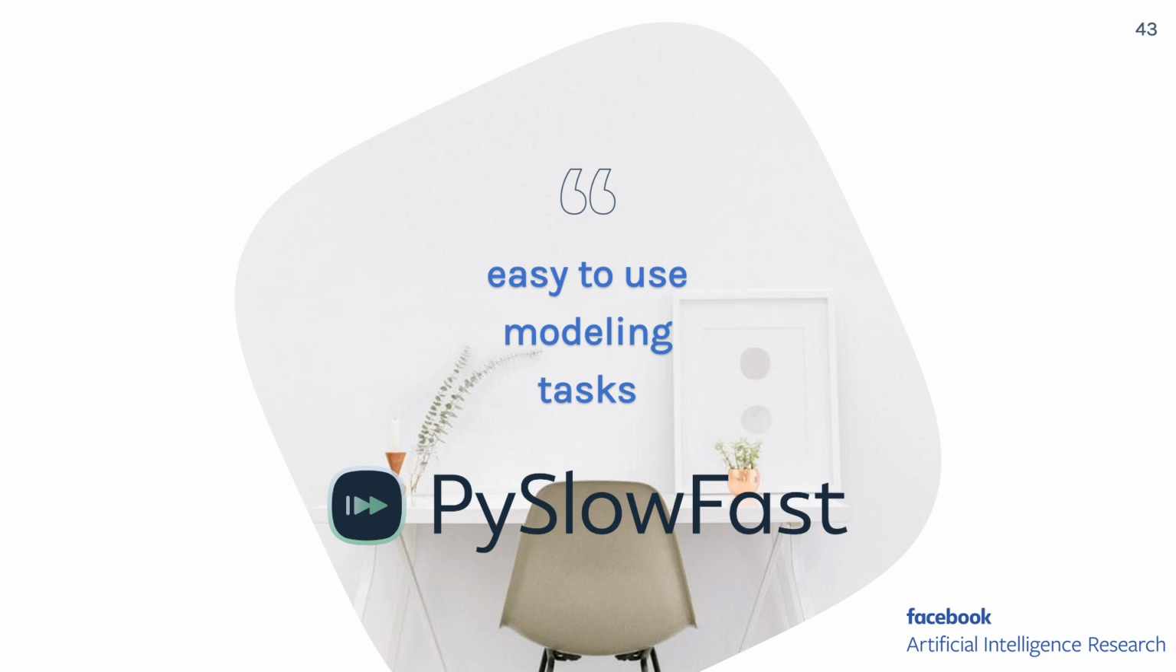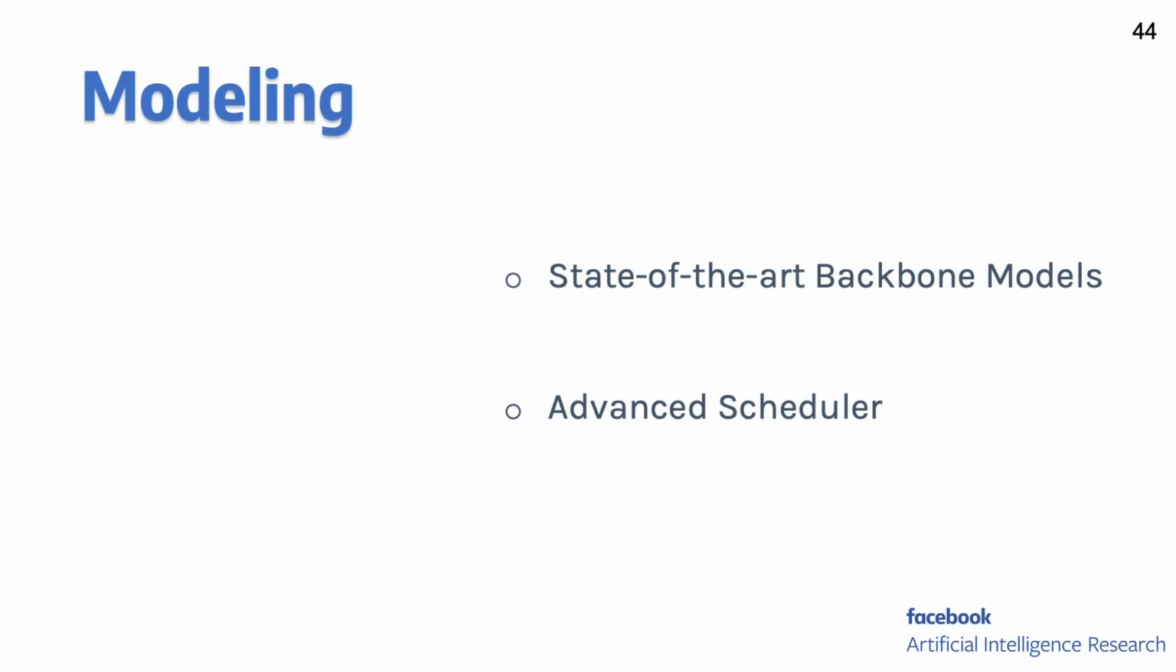So after discussing the section on ease of use, we want to move to the next section, which is modeling. The modeling includes two parts. We're not only supporting advanced backbone models, but also state-of-the-art schedulers. So let's talk about the state-of-the-art backbone models first.